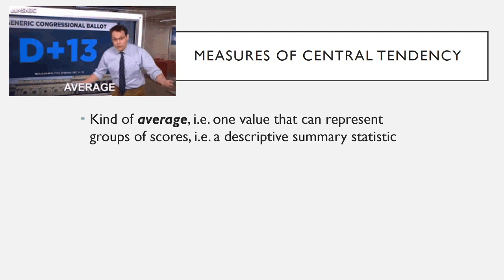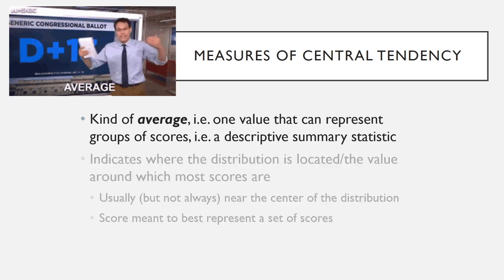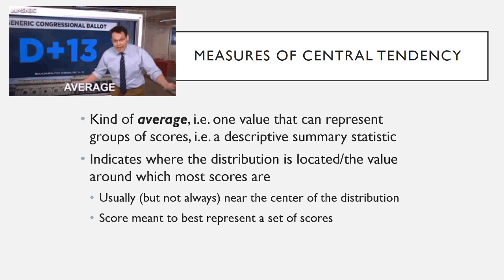An average is one numerical value that's meant to represent a group of scores. Essentially, it's a descriptive summary statistic. It's meant to be a value that describes something about a central location, or where most of the values in your data distribution are located. It's usually meant to be somewhere in the numerical center of the distribution of scores, but not always. But it is meant to be a good summary or representation of a set of scores.